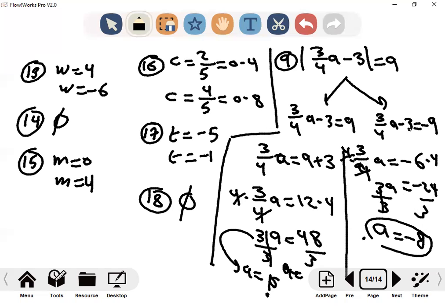You should have both answers. If you said a equals 16 only, your full answer is missing. The equation has two answers. If you do one side only, you will have one answer, but we need the two answers.